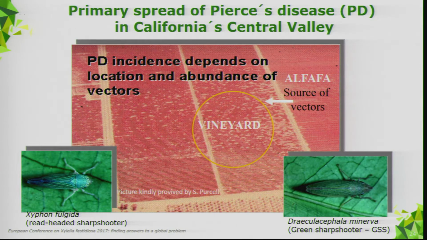In another situation, we have the Central Valley, alfalfa, which is a host of Xylella strains, and also vineyards. And you have a very clear movement of inoculum from alfalfa to the borders of the vineyard fields. In alfalfa, you have weeds, which are very good hosts of some vectors like green sharpshooters and red-headed sharpshooters, and they can acquire in alfalfa the pathogen and transmit to grapes. And primary spread is observed in this situation.